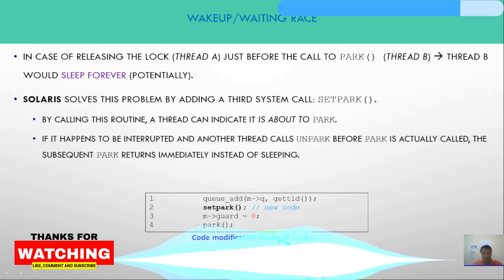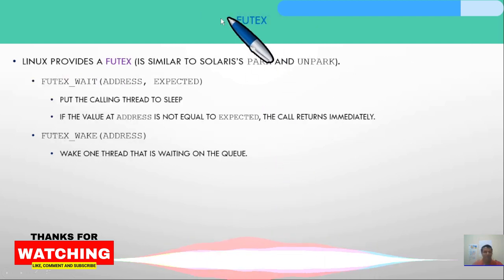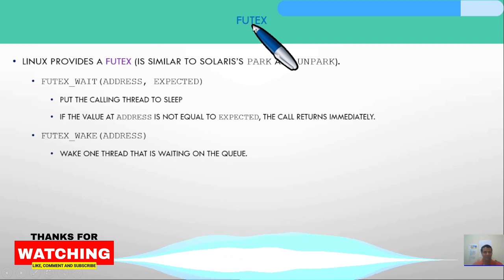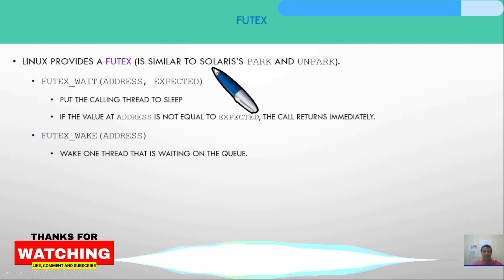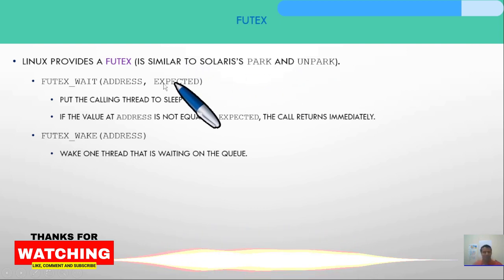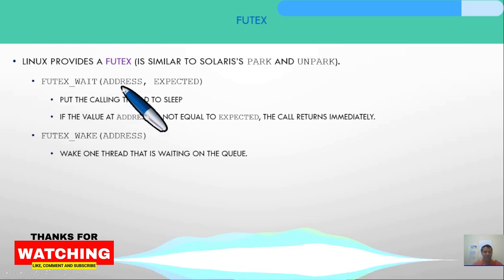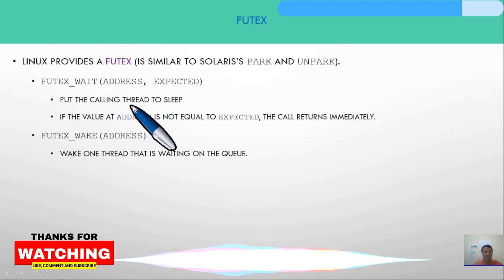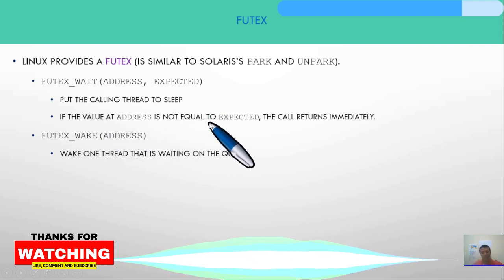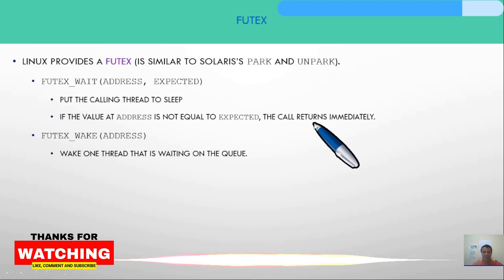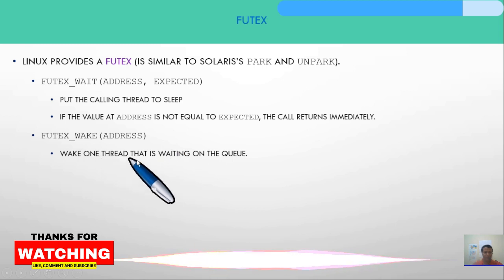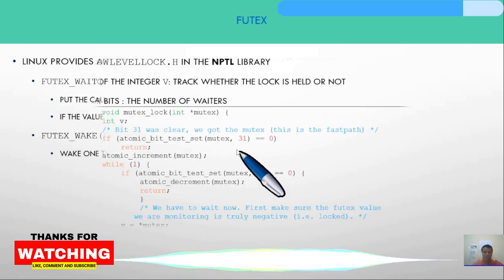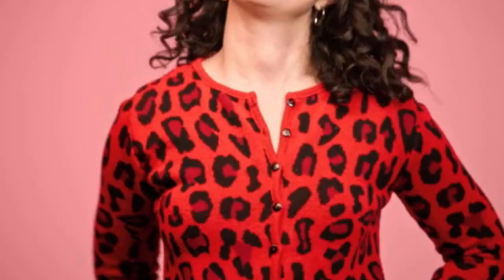So that is the code modification to the lock. Then the other one is futex, again in Linux. Linux provides a futex, which is similar to Solaris park and unpark. futex_wait(address, expected) puts the calling thread to sleep. If the value at address is not equal to expected, the call returns immediately. Then futex_wake wakes one thread that is waiting on the queue. So this is the syntax.